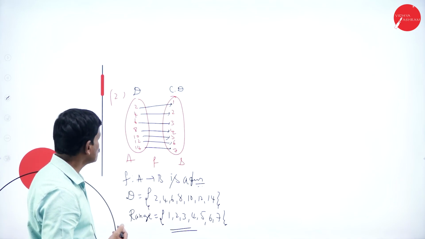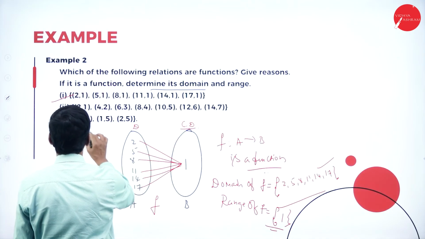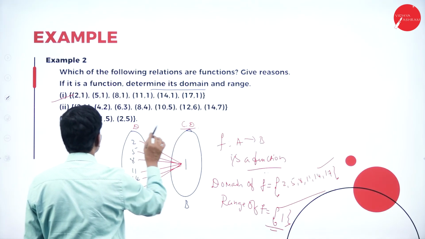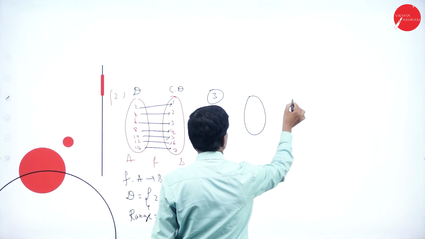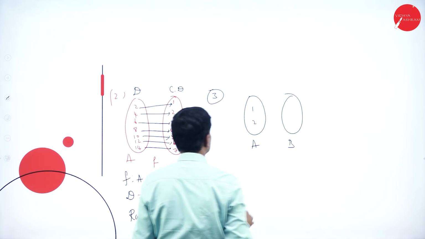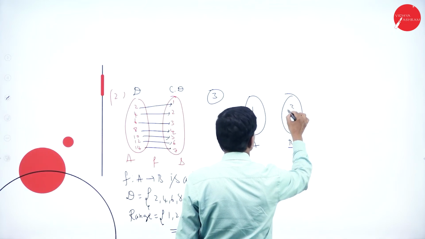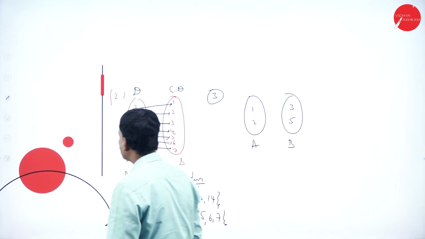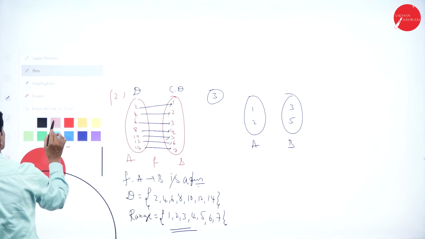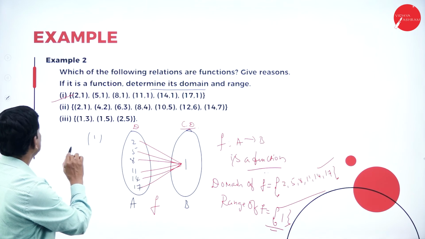Now let us come to the third one. What is the third one? So first elements 1 and 2. So A contains 1 and 2 and B contains 3 and 5. Now what is the map given? Let me check once again. A is 1, 2, B is 3, 5.